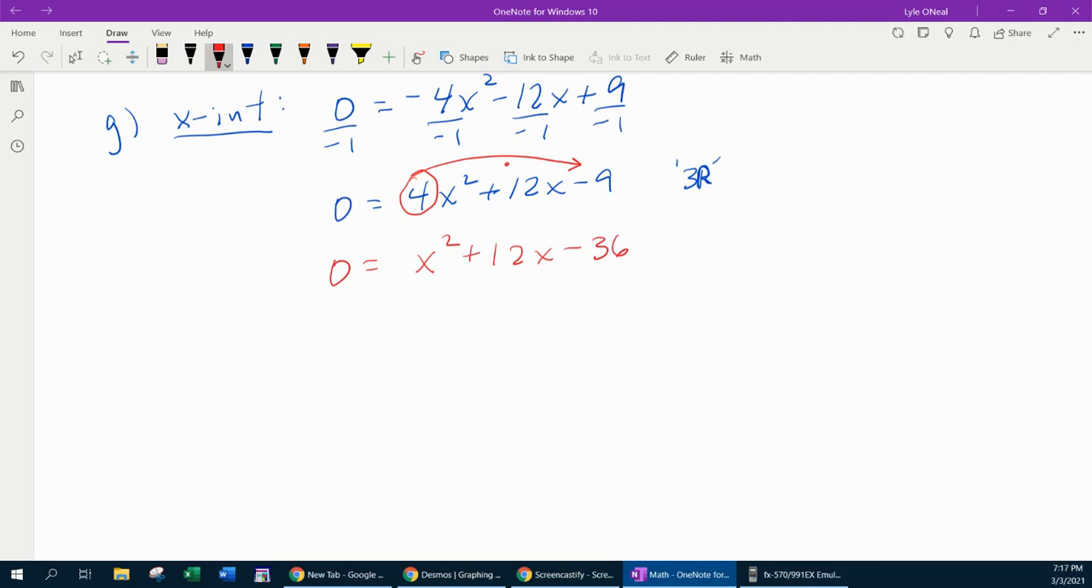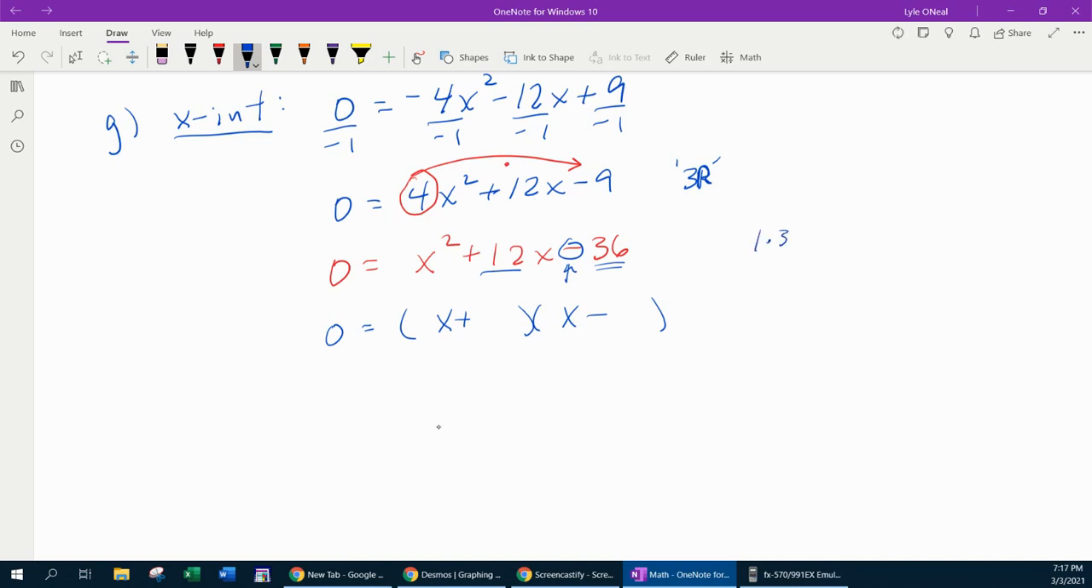And then if we factor a standard trinomial, we've got our parentheses. We're going to read the signs. Minus at the back makes them different. And we're going to fill in the blanks. Numbers that multiply to make 36, that subtract and make 12.